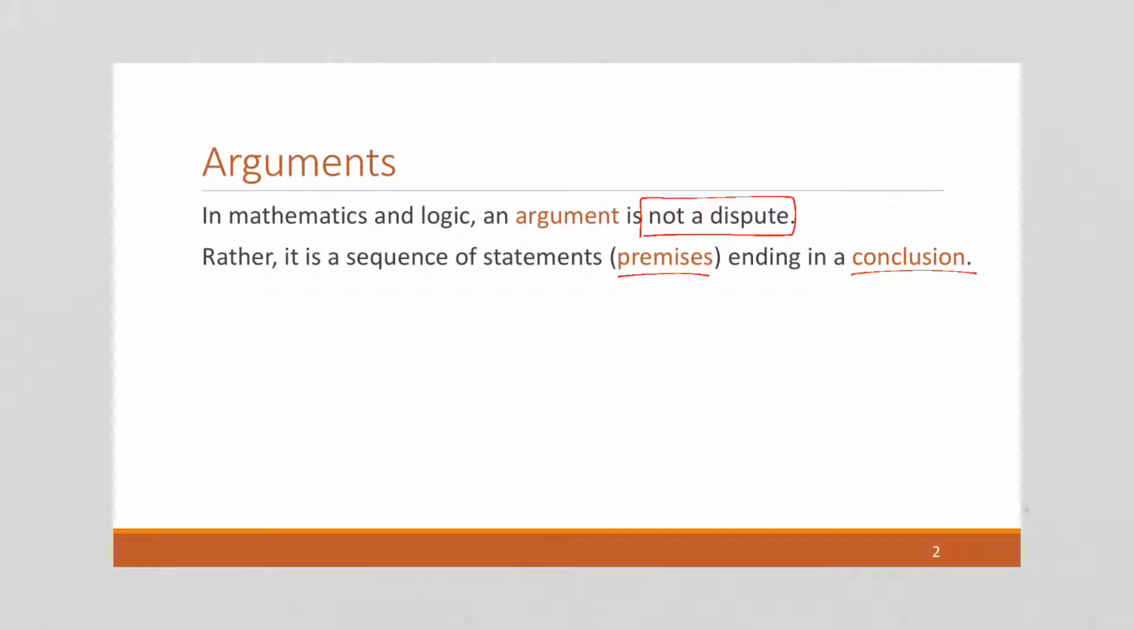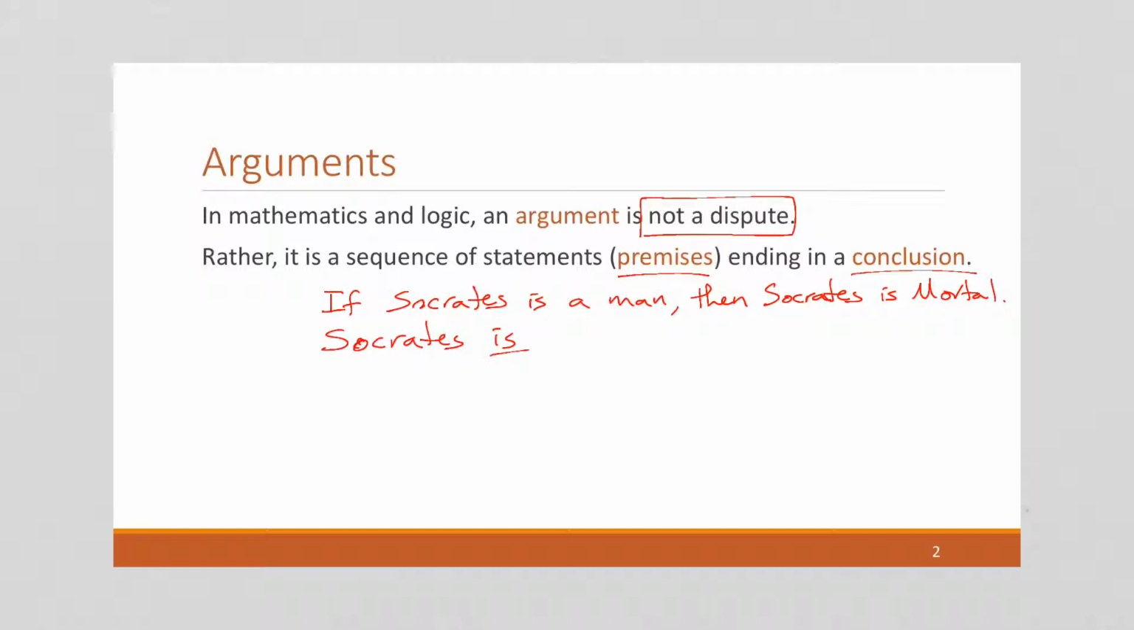So let's see an example of this. A very common first example of an argument is, if Socrates is a man, then Socrates is mortal. Socrates is a man. So what can we conclude? Well, we can conclude that Socrates is mortal.